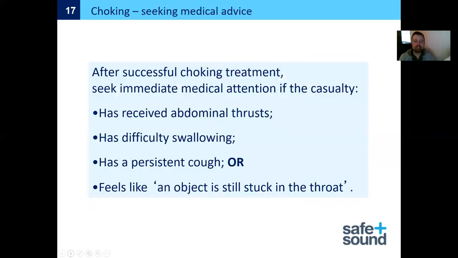Seeking medical advice. After successfully treating, seek medical attention if the casualty has received any abdominal thrusts. They've still got a problem with swallowing, so it may be that they've damaged their throat muscles, and that's going to cause it to swell, and that could cause a problem with breathing. Also seek advice if they have a persistent cough, or if it feels like the object is still stuck in their throat.